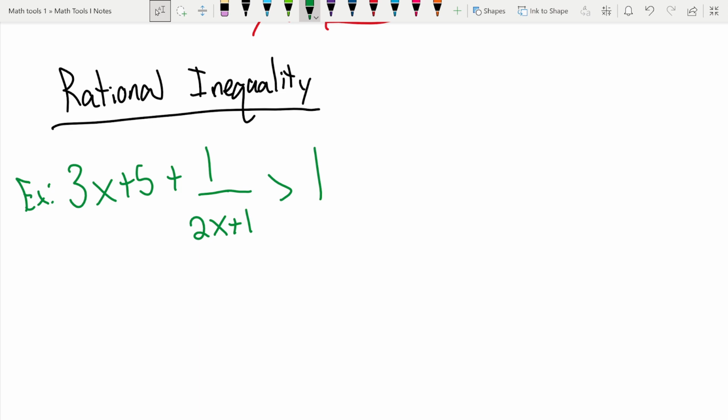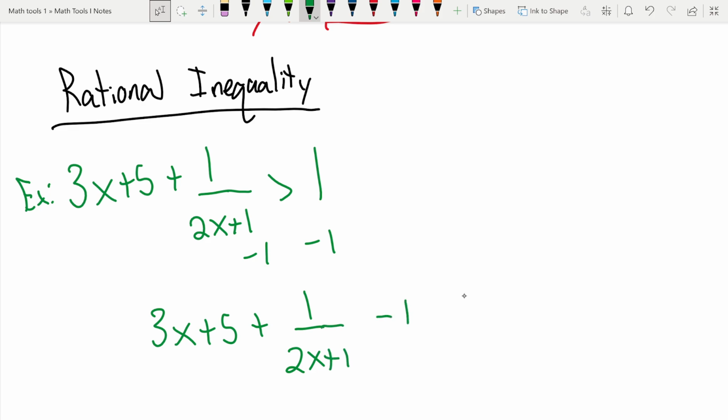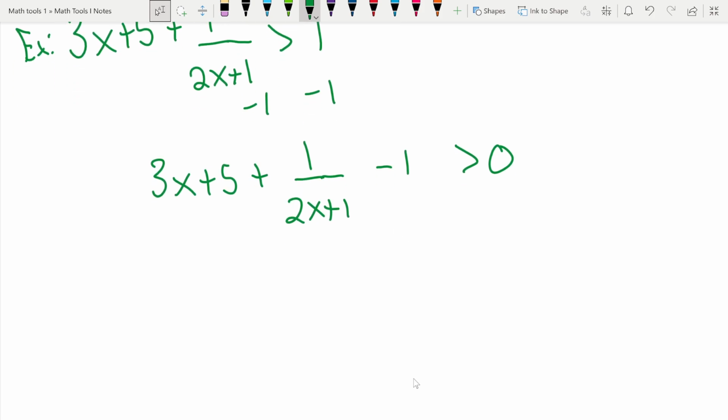I think the best way to approach these is to get everything on one side. Okay, so we just want to look at, is it positive or is it negative, essentially. So in other words, we're going to bring the 1 over. We're going to subtract 1 from both sides. And we're going to have 3x plus 5 plus 1 over 2x plus 1 minus 1 is greater than 0. So this is just like in the polynomial case where we kind of want to get everything to one side first. Same idea here.